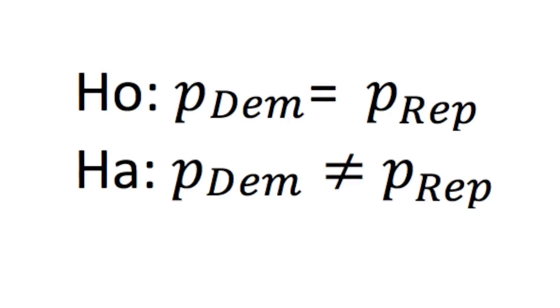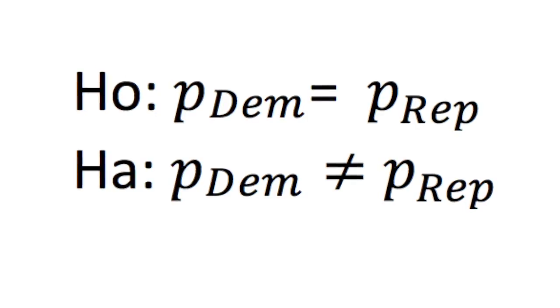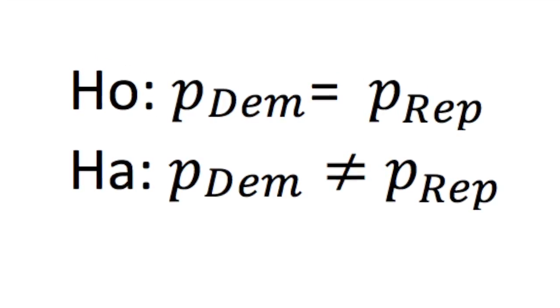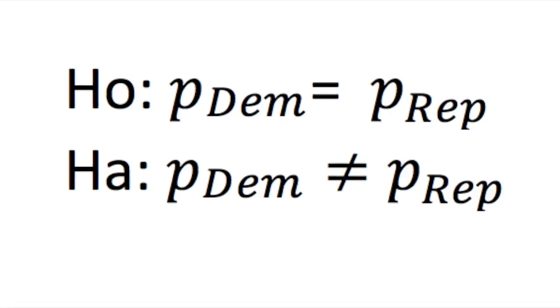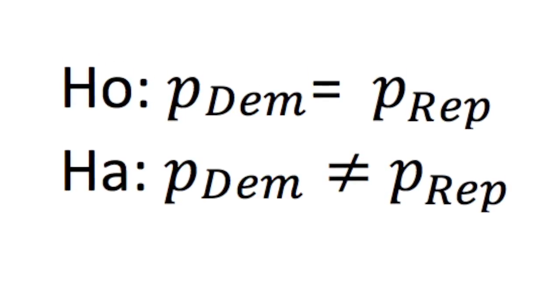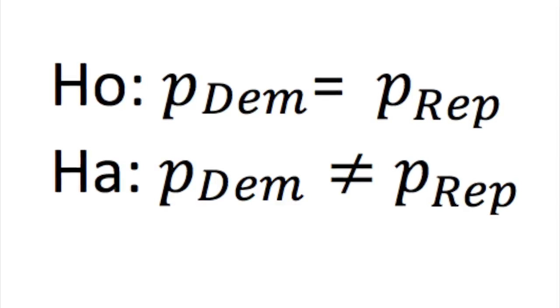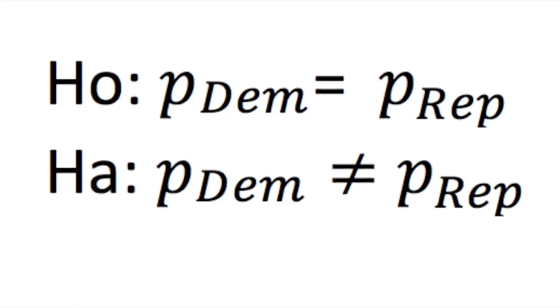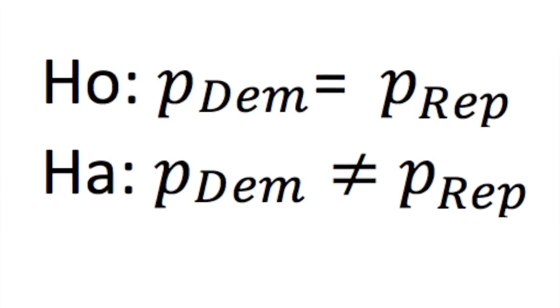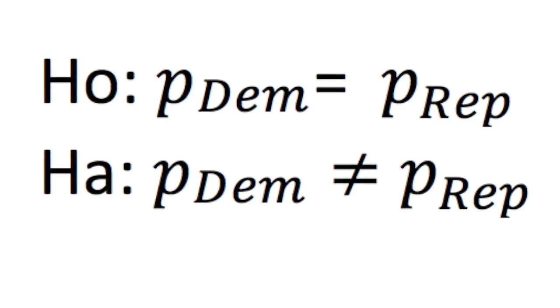To understand this question, you should write down step 1 of the two-tailed hypothesis test. So the null hypothesis would be the proportion of Democrats equals the proportion of Republicans, and the alternative hypothesis would be the proportion of Democrats does not equal the proportion of Republicans.